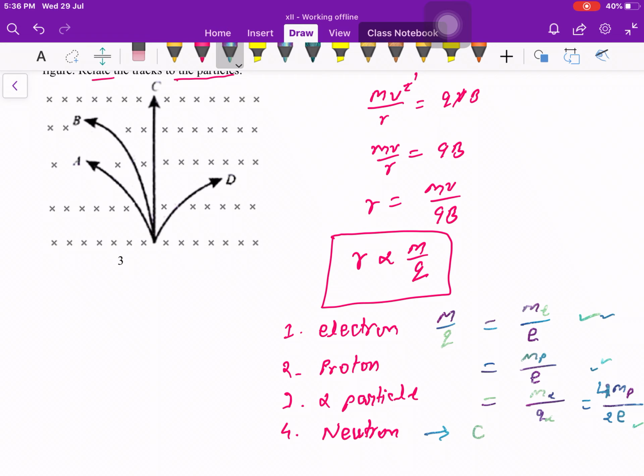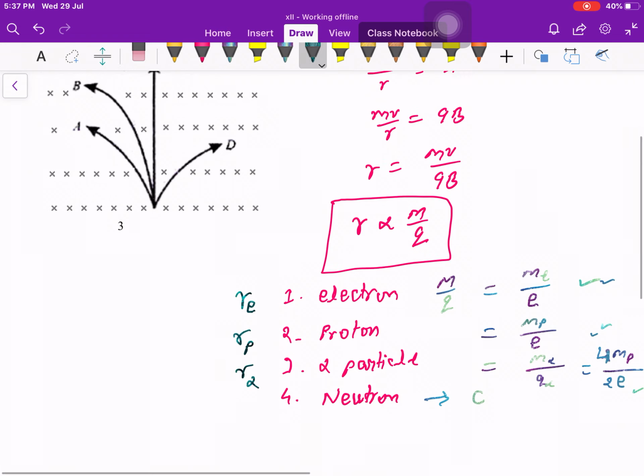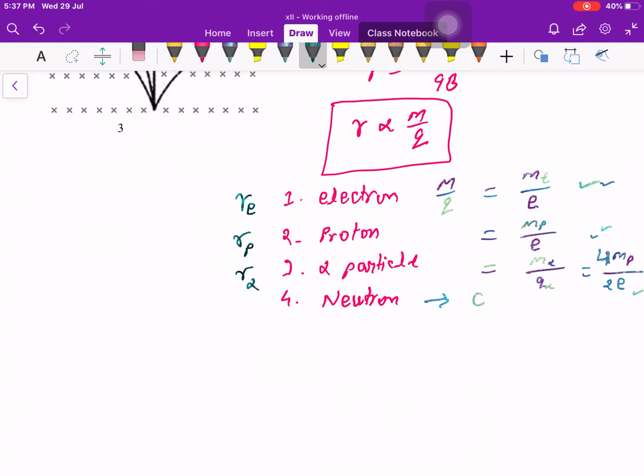So I will name it R: R for electron, radius of electron, radius of proton, and radius of alpha particle. So from here we can say that the alpha particle is going to have the maximum radius. Then we know the charges are almost similar, but the mass of proton is greater than the mass of electron, so then proton, and then the radius of electron.